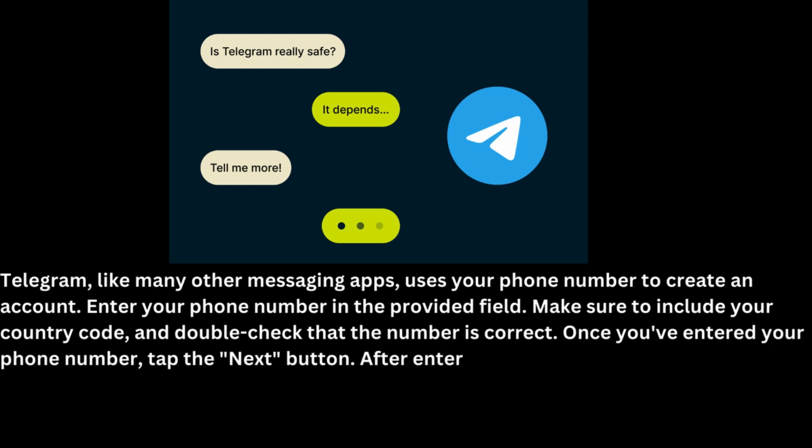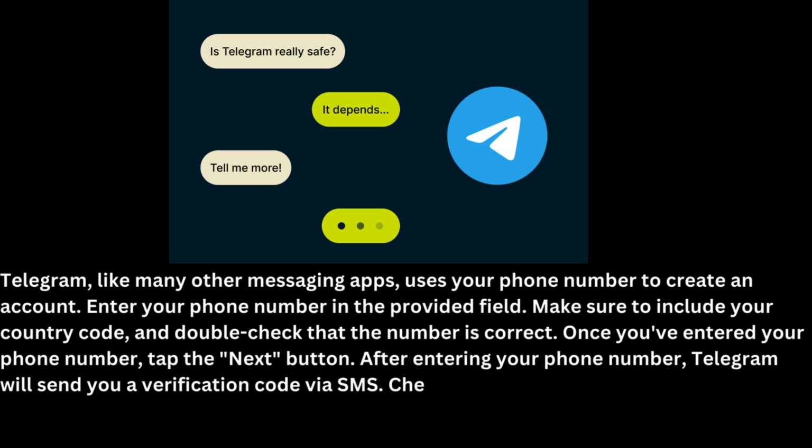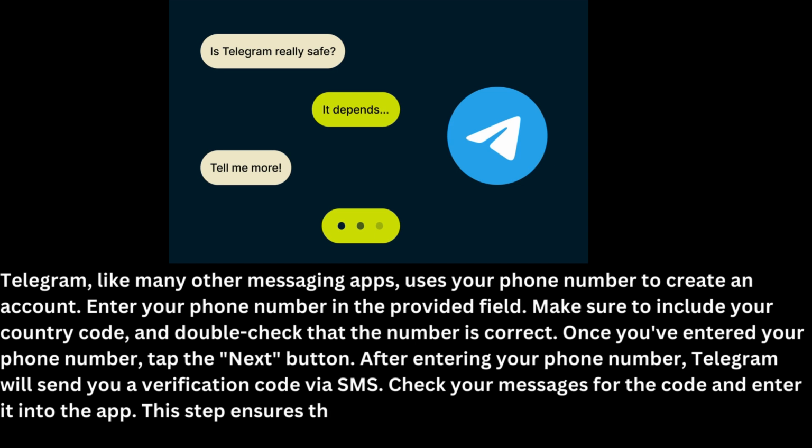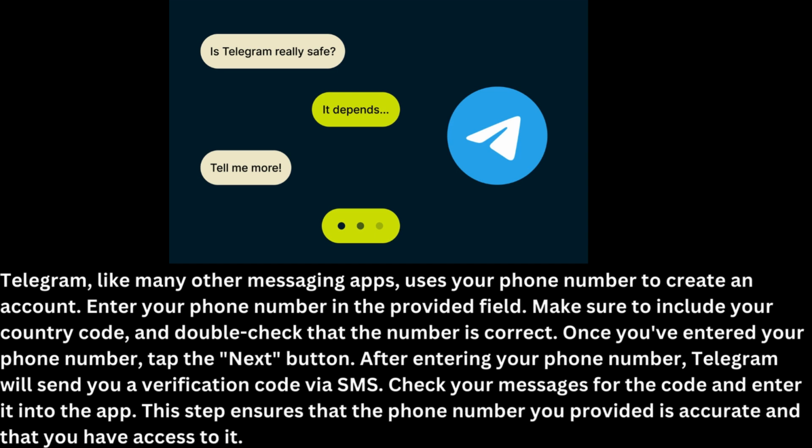After entering your phone number, Telegram will send you a verification code via SMS. Check your messages for the code and enter it into the app. This step ensures that the phone number you provided is accurate and that you have access to it. Once the code is verified, tap Next.